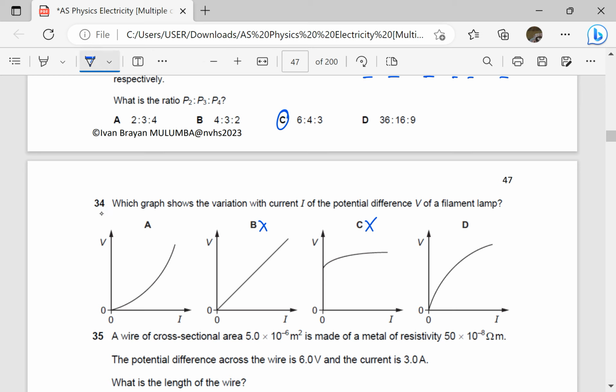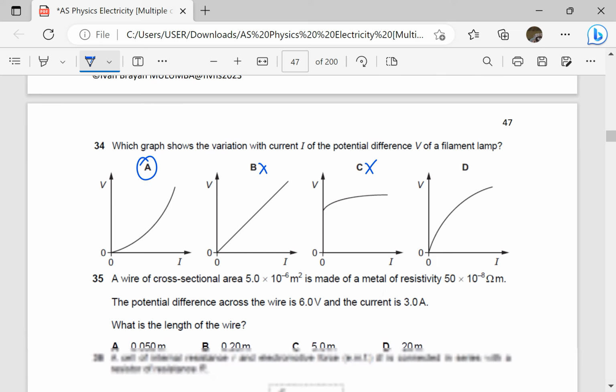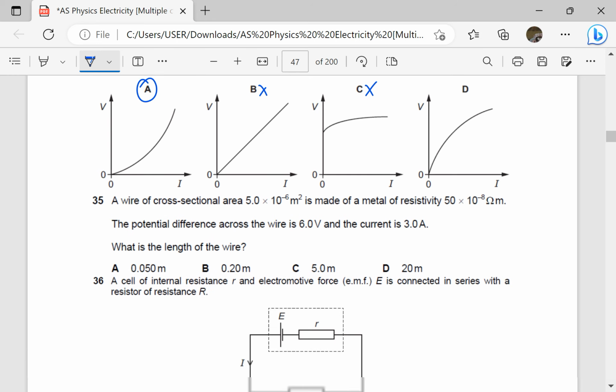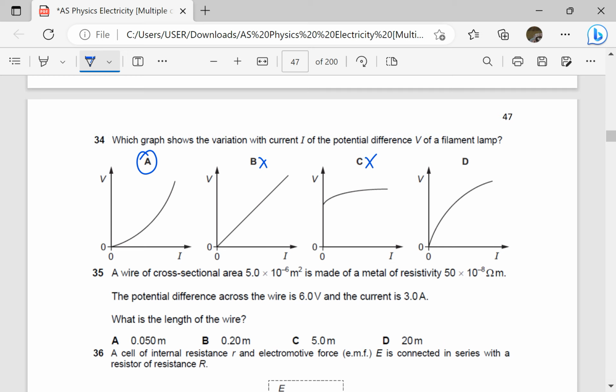Because I is on the x-axis, the point reaches where the change in current becomes smaller because the resistance increases as temperature increases for a filament lamp. So this change in current occurs when the resistance increases. By the way, you can even look at it in terms of R is equal to V over I, or V is equal to R times I.